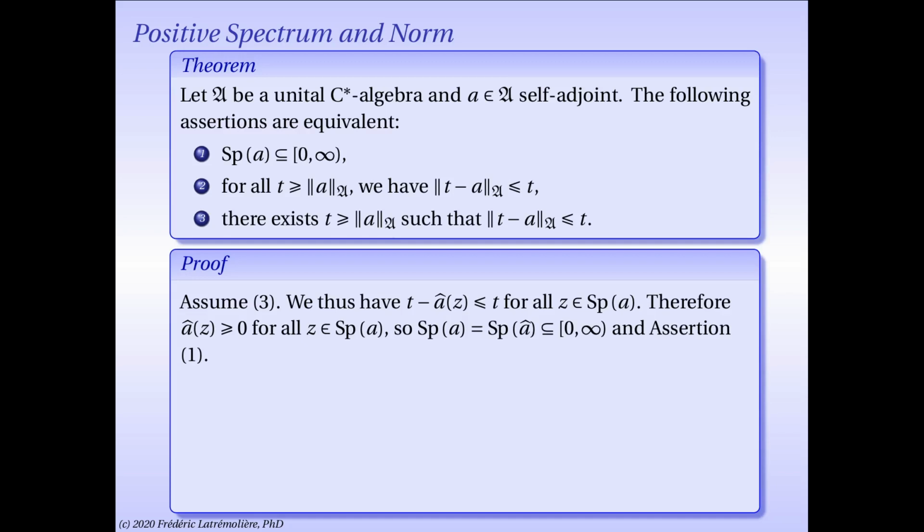So what we get is that t is greater or equal than the modulus of all the values in the spectrum of t minus the Gelfand transform of A. In other words, if z is in the spectrum of A, we have that the modulus of t minus the Gelfand transform of A at z, which is actually z, is less or equal than t. Remember that the Gelfand transform of A evaluated at z is actually z. It's the same thing. The Gelfand transform of A in this case acts as the identity, of course. So in particular, what we've seen is that the Gelfand transform of A applied at an arbitrary element in the spectrum of A is a non-negative number. And therefore, the spectrum of A, which is equal to the spectrum of the Gelfand transform of A, which is the range of the Gelfand transform of A, is indeed contained in the positive half line, and assertion 1 holds.